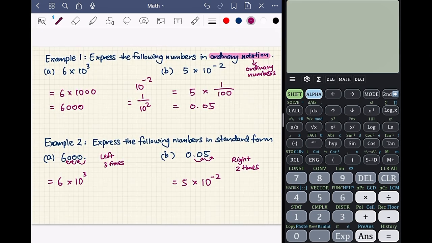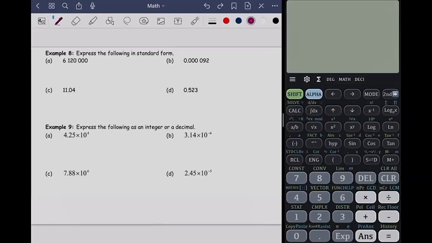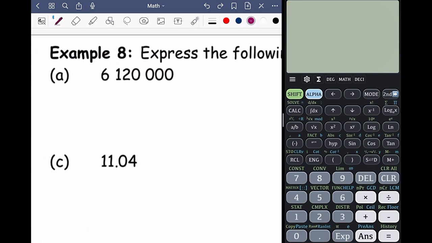Okay, so next we will look at some examples, and you are welcome to pause the video first and try it on your own. Take a piece of paper, try it on your own, and before you play the video to check your answer. So next, in example 8 on my screen, we have a few numbers where we're supposed to convert to the standard form. So let's look at example 8a and 8c first.